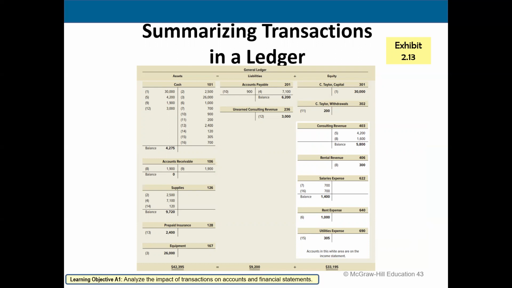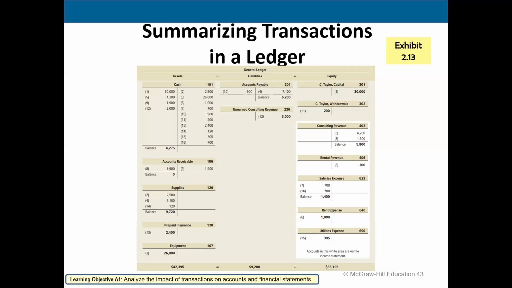Accounts receivable has no balance. You'll see the zero is put on the normal balance side, or the side that would normally increase the asset account, which is the debit side. Supplies, $97.20 debit balance. Prepaid insurance, $2,400 debit balance. Equipment, $26,000 debit balance. Our liabilities, we would expect them to have balances on the credit side, because that's the normal side for a liability. So you can see accounts payable has a $6,200 credit balance, and our unearned consulting revenue has a $3,000 credit balance.